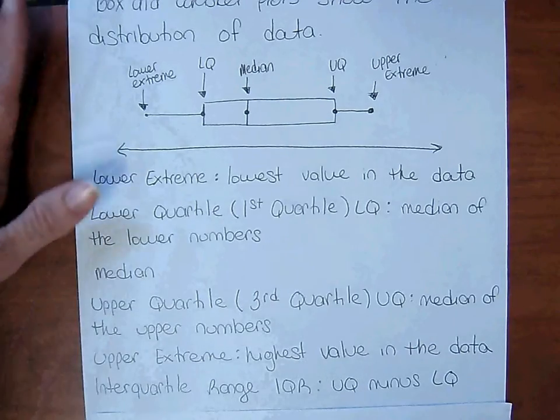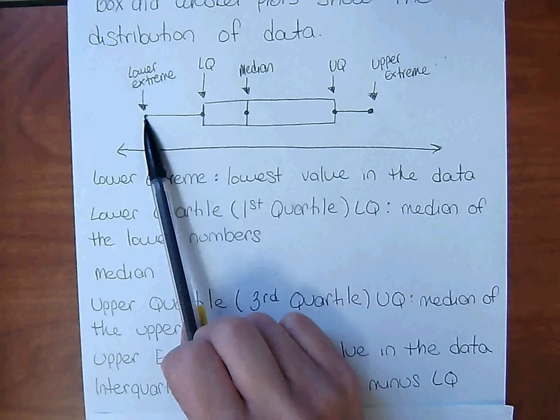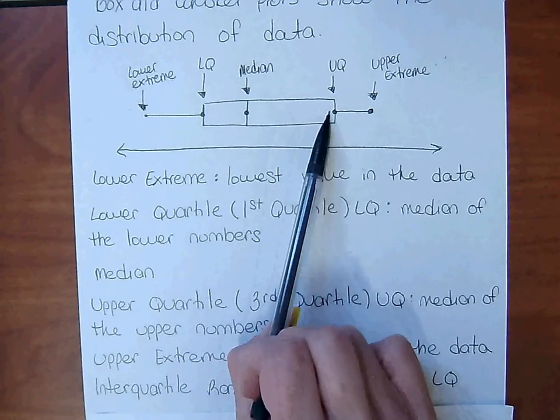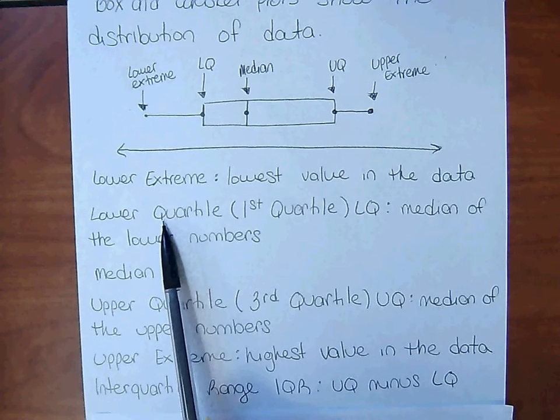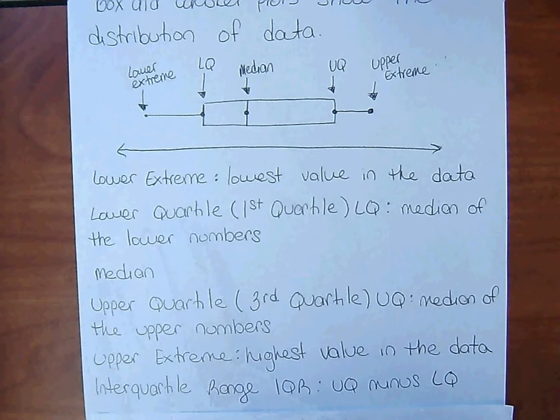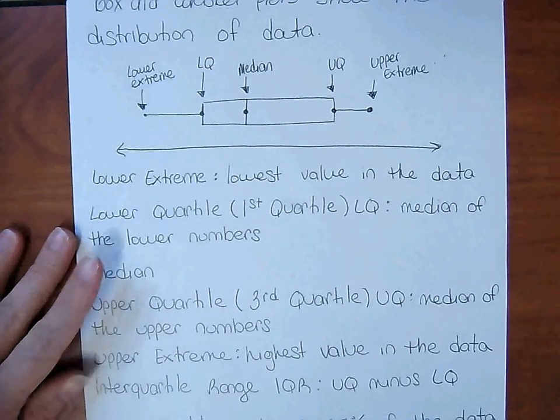Looking at this box and whisker plot, you can see that it's made up of 4 different sections. That's why we have what's called quartiles. You can see the prefix QUAR for 4. Well, each part contains 25% of the data.